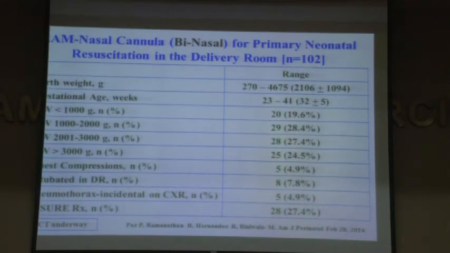It's instead of bag and mask ventilation. We use the T-piece cannula for resuscitation. We are not currently doing a randomized controlled trial comparing this technique to bag and mask ventilation, which is what we typically do in the NICU and in the delivery room.